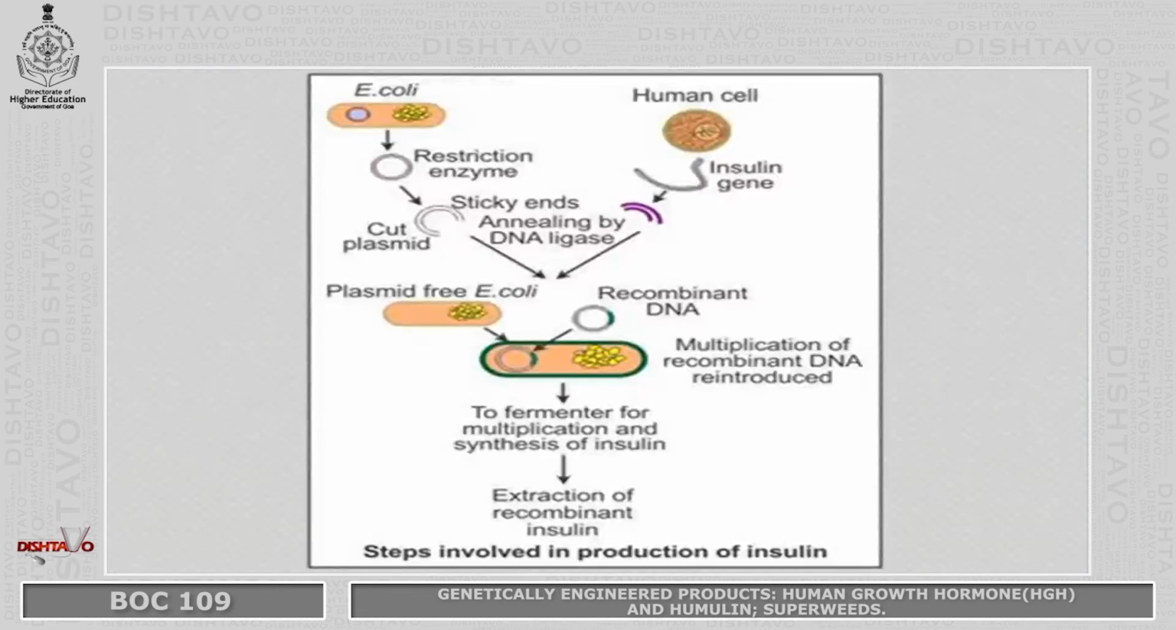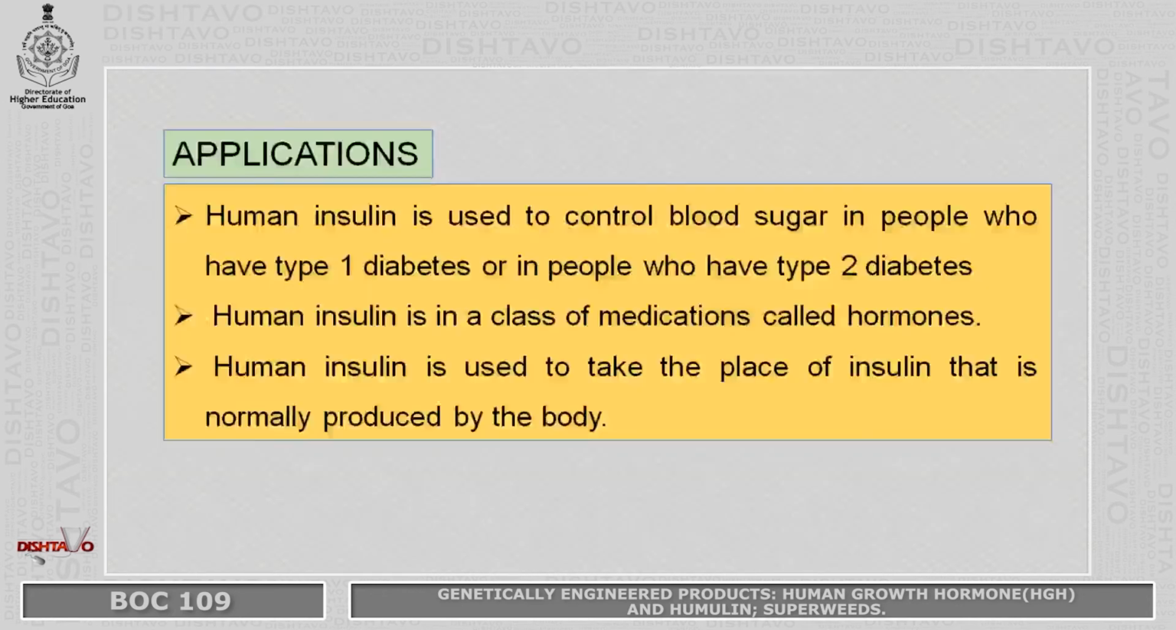These are the basic steps you can also see in this picture. You have the E. coli cell, the human cell, and then you have the gene for insulin. Restriction enzymes cut the plasmid, then DNA ligase ligates it, and it is reinserted into the E. coli cell, into the fermenter to help multiplication and production of human insulin, which we also call humulin.